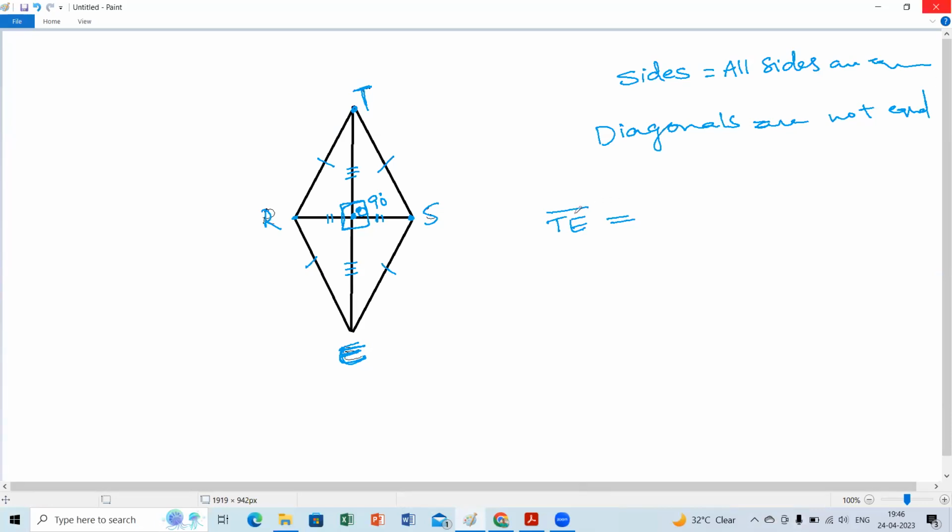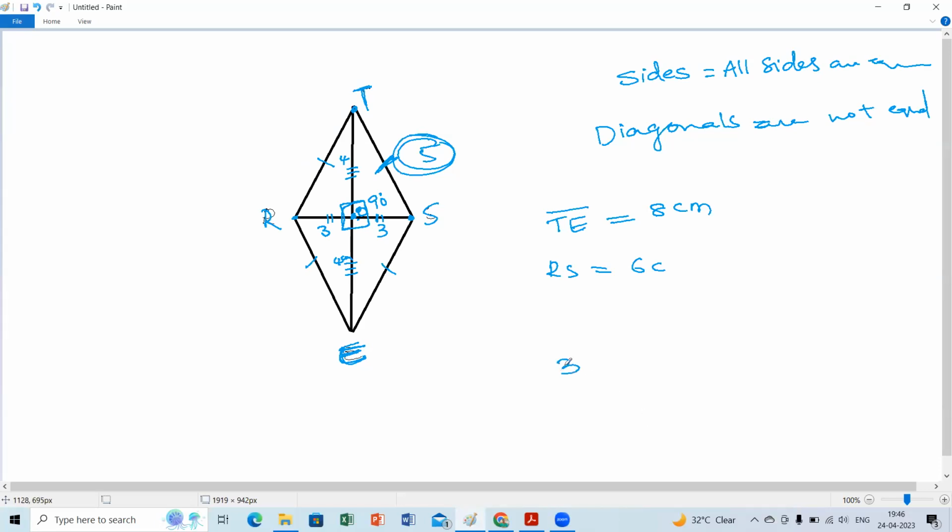TE is equal to 8 centimeters. That means this is 4 centimeters and this is 4 centimeters, right? Yes, ma'am, correct. RS is equal to 6 centimeters, so obviously this is 3 and this is 3. Very good. We should find the length of each side. Side means it's the hypotenuse, by the Pythagoras property. 3, 4, 5 is a Pythagorean triplet. Obviously each side of your rhombus is 5 centimeters.